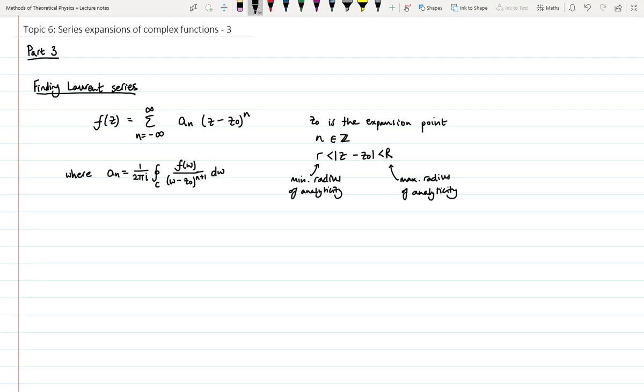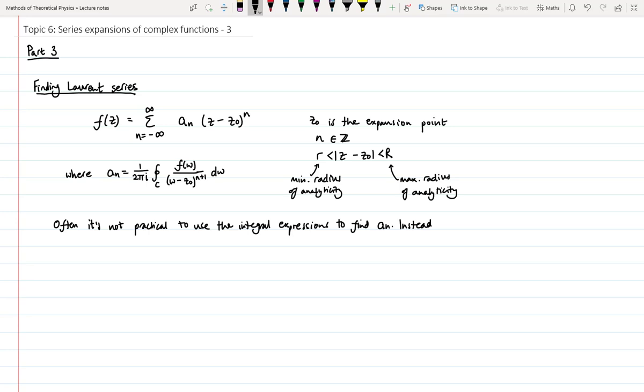This expression looks a bit messy, and in fact it's typically not very practical to use the integral expressions, but there is an easier way to find the Laurent series nevertheless. I'll write this down. Often it's not practical to use the integral expressions to find the coefficients a_n.